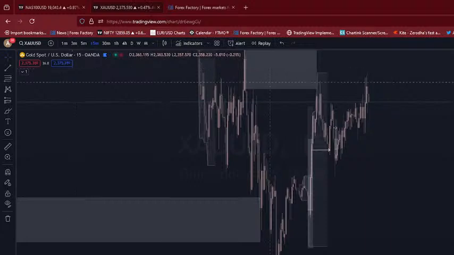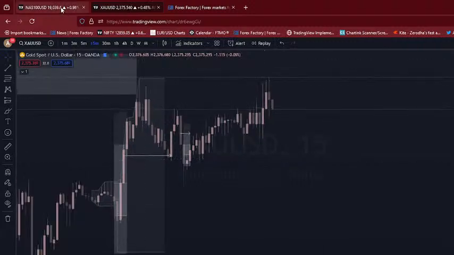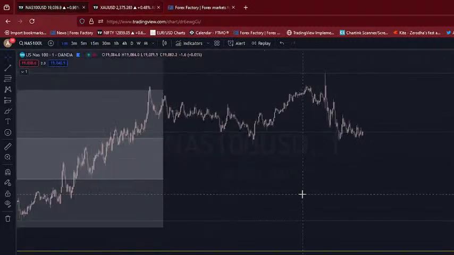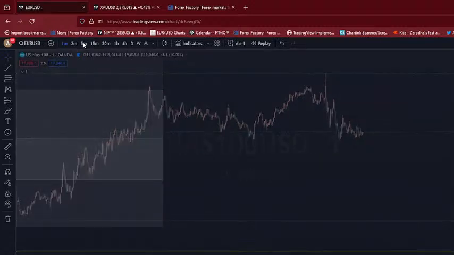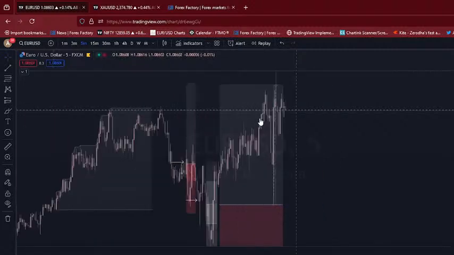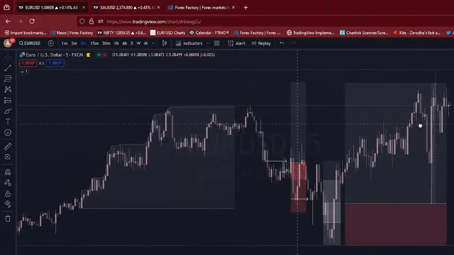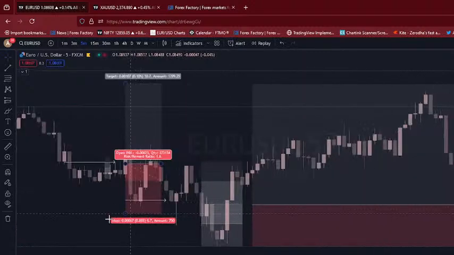So let's start with our gold stuff. Basically, I would like to show you this Euro setup which I have done in the London session. Okay, so this was a target on this area.